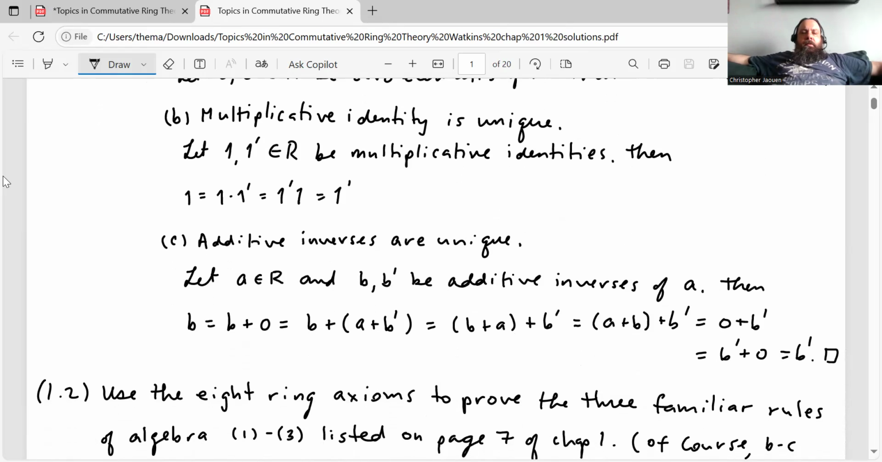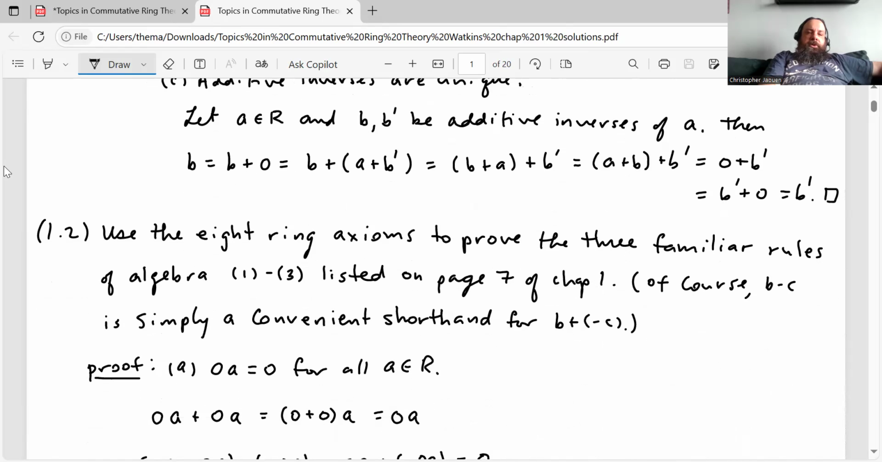Let A in R, and let B and B prime be additive inverses of A. Then B equals B plus 0, which equals B plus (A plus B prime), which by associativity is equal to (B plus A) plus B prime. And then by commutativity of addition, this is equal to (A plus B) plus B prime, which is equal to 0 plus B prime, which again by commutativity of addition is B prime plus 0, which is B prime. So B equals B prime, so additive inverses are unique.